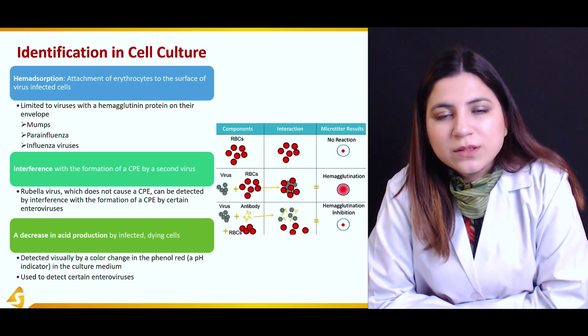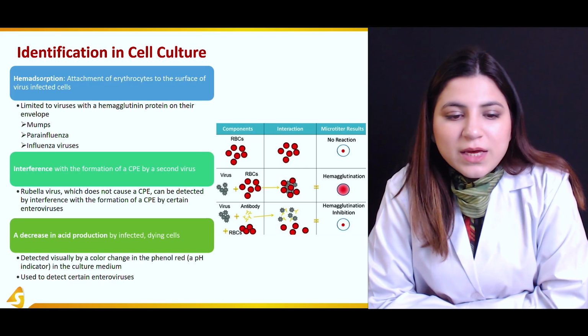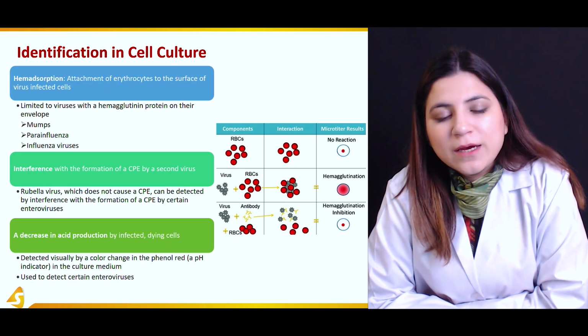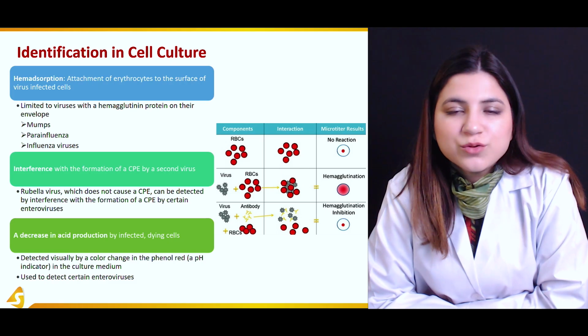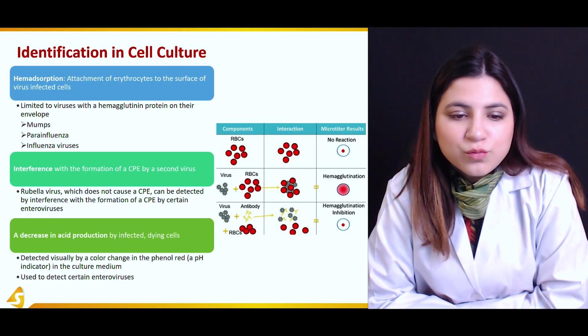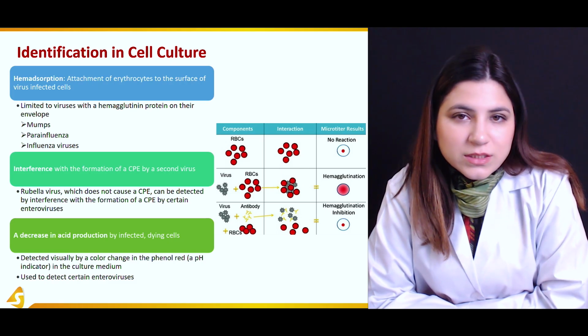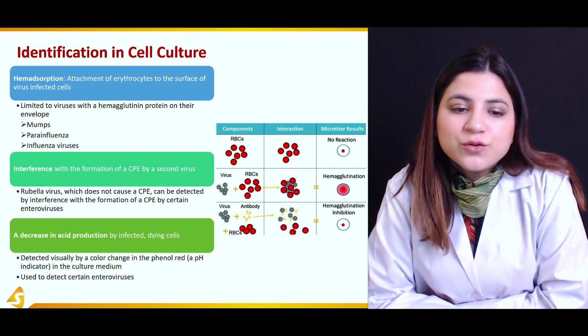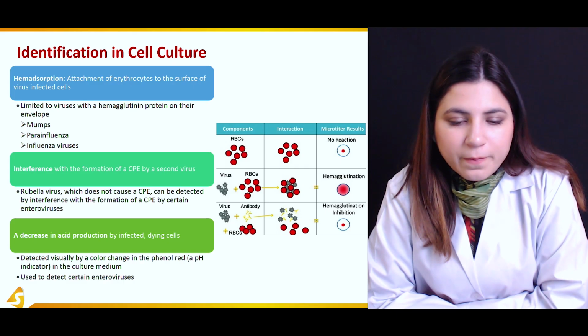Viruses belonging to the mumps, parainfluenza or influenza families are all viruses that contain the hemagglutinin protein on their coats, and so we can identify the presence of these viruses in cell culture through heme adsorption.